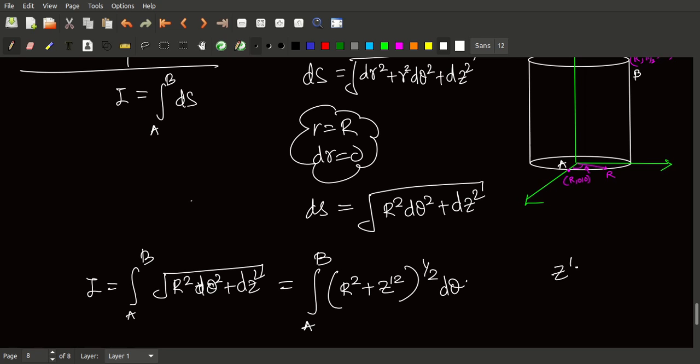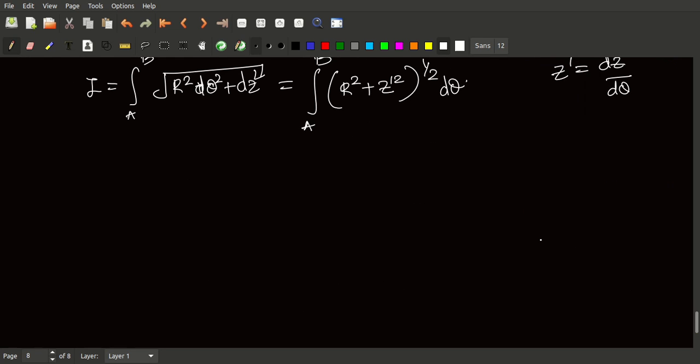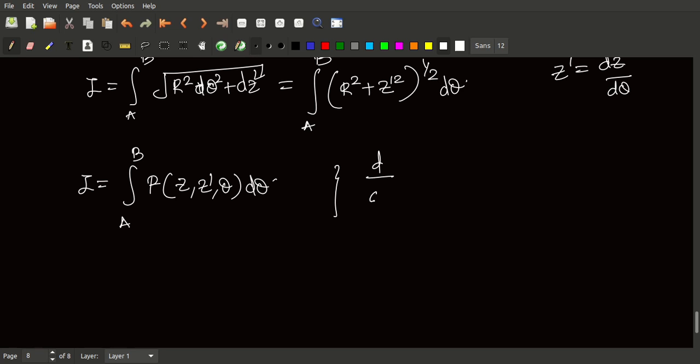Now what is the dash? The dash is defined as dz upon d theta. This is similar to the previous problem. So this I is an integral from A to B of some function f(z, z dash, theta) d theta. Now you got the Lagrangian. Here the Lagrangian is in the form of f. So what will be the Euler-Lagrange equation? d by d theta of del f upon del z dash minus del f upon del z equal to 0.